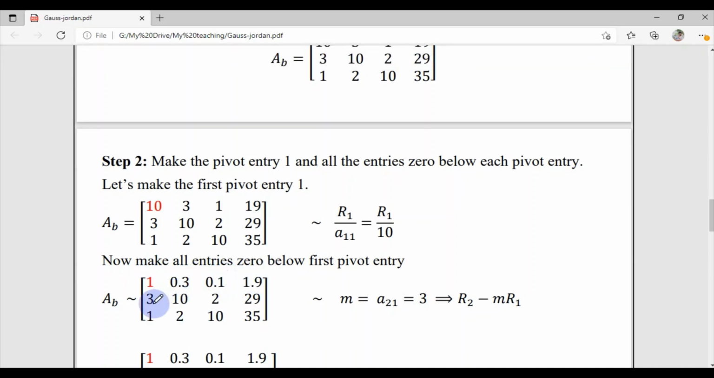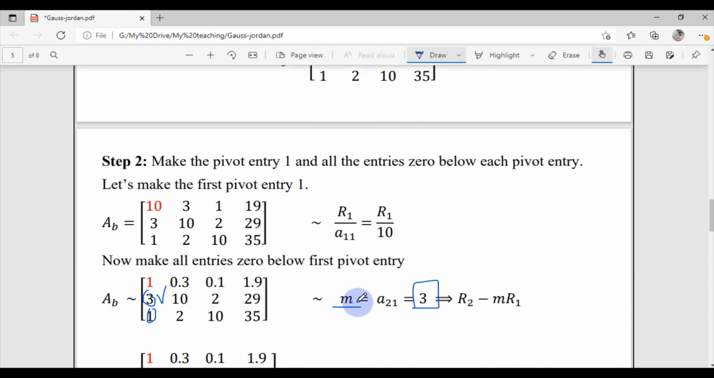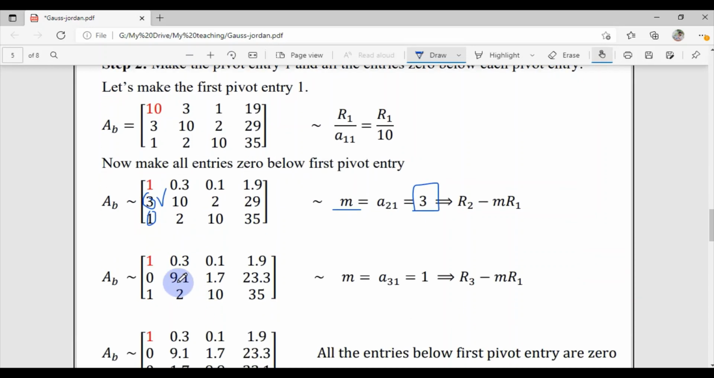So now the next target is to make the entries below and above the pivot position 0. I can only see the entries below this pivot position, so I want to make them 0. First, to make this 3 into 0, I will find the multiplier, which is this 3 in the Gauss-Jordan method. So I will subtract from row 2 the multiplier times row 1. This is again a row operation. After doing this, I will get 0 at this position and the remaining entries of row 2 will also change, but row 1 remains the same.